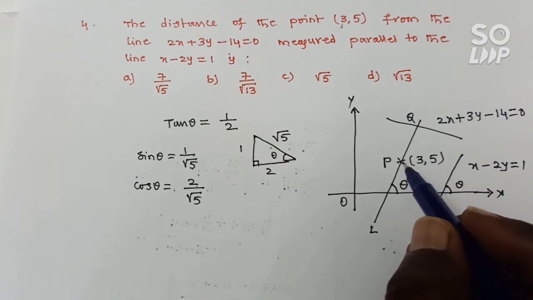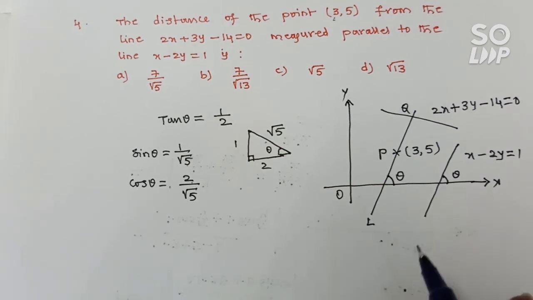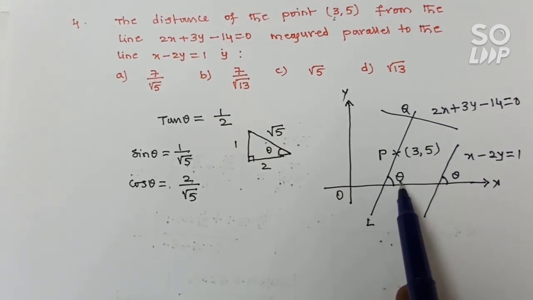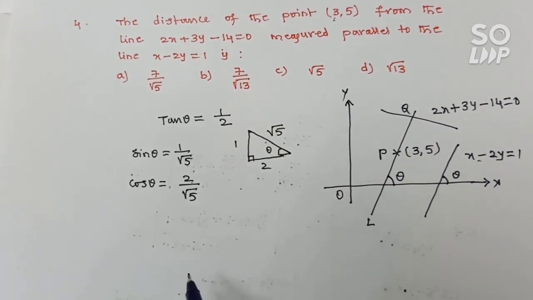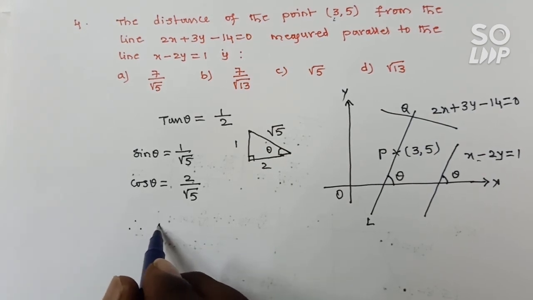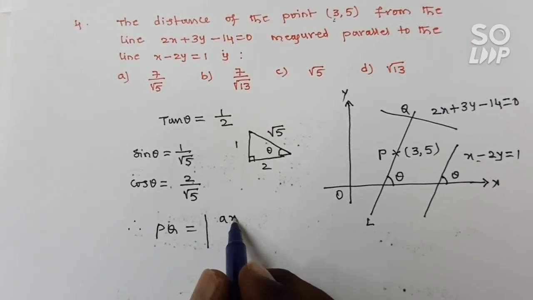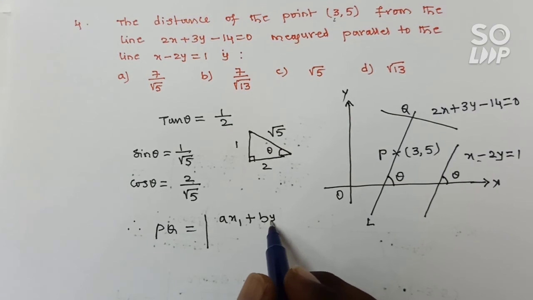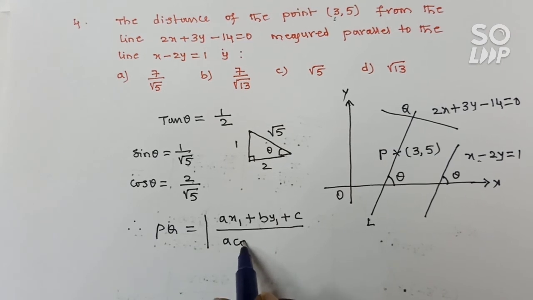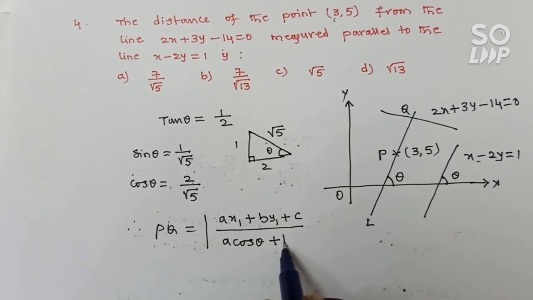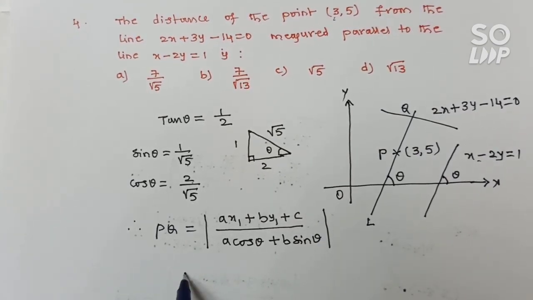Now here the required distance is PQ. Just I told you that formula. So what is the difference from the previous question? Directly you can write the angle. But in this question, this line is parallel to x minus 2y equals 1. Therefore PQ equals modulus of a into x1 plus b into y1 plus c whole divided by a into cos theta plus b into sin theta. Okay. Now you substitute here.